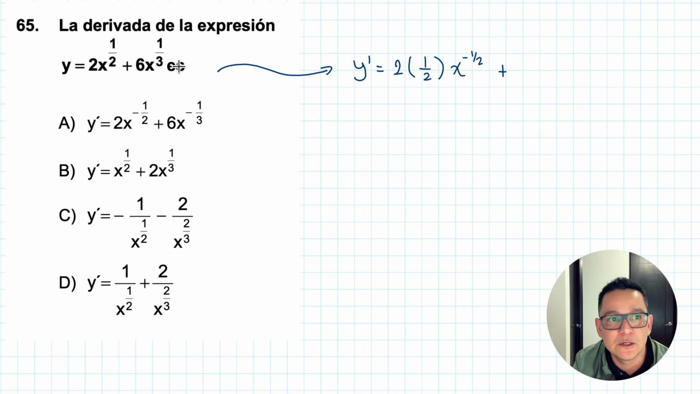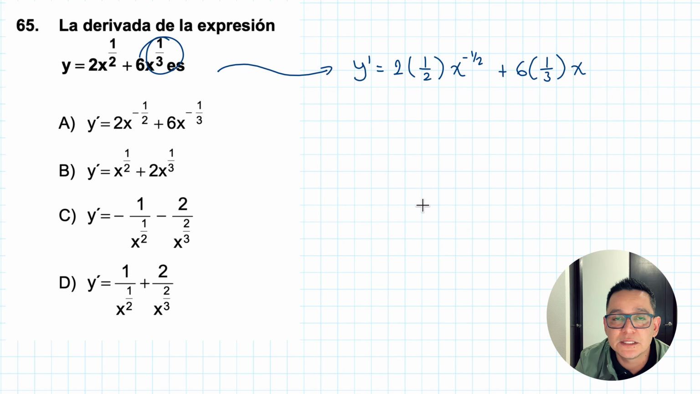I do exactly the same thing. I have 6, which was already there, and again, I bring down the exponent, which in this case is 1/3, write the x, and subtract 1 from the exponent. And 1/3 minus 1 leaves me with negative 2/3. All right. Now I have the derivative. As it is, it doesn't look like any of the options, so let me work on it a little bit.